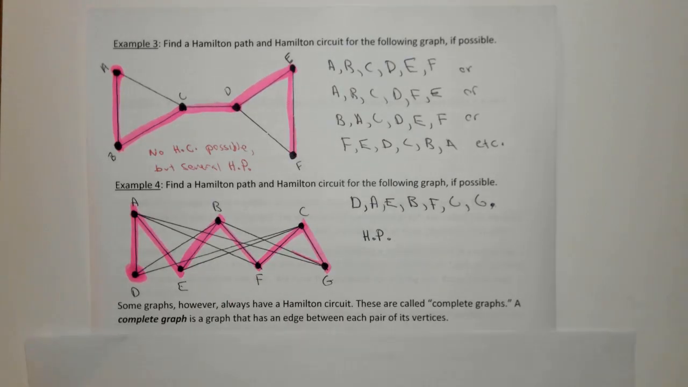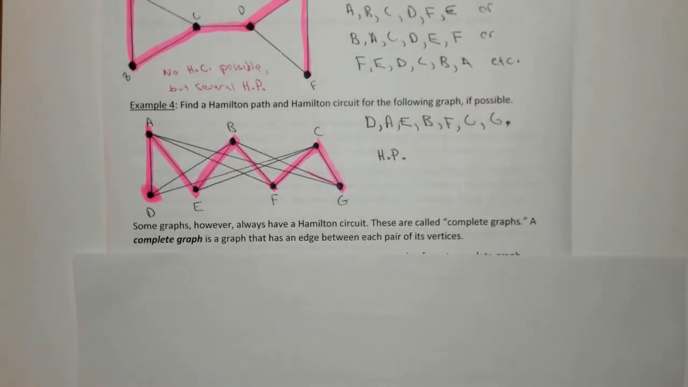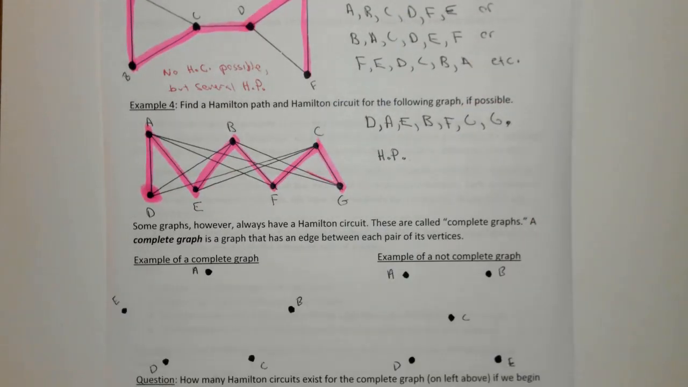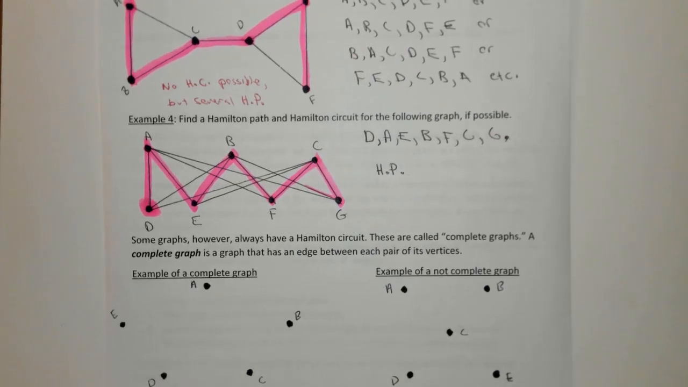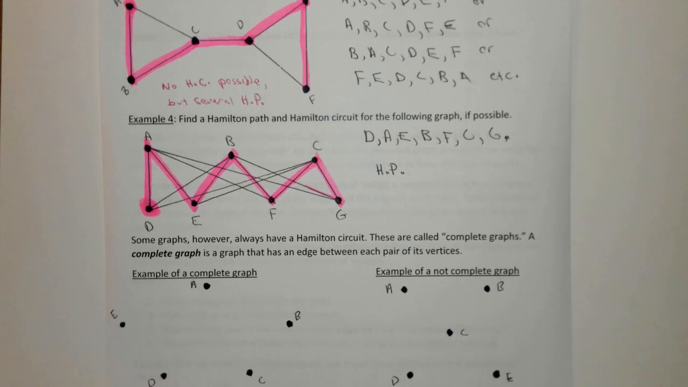All right, so for the next bit of information, we need to talk about the difference between complete graphs and not complete graphs. So again, I've left these blank. Some graphs, however, always have a Hamilton circuit. This guy did not have a circuit. A complete graph is a graph that has an edge between each pair of vertices.